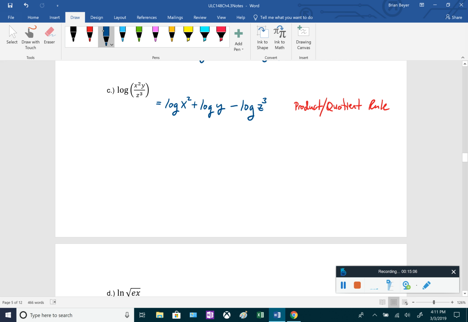So I just personally think it's easier just to do the product and quotient rule in one big step. And then do the power rule here. So bring down the exponent. So it's 2 log x plus log y minus 3 log z.